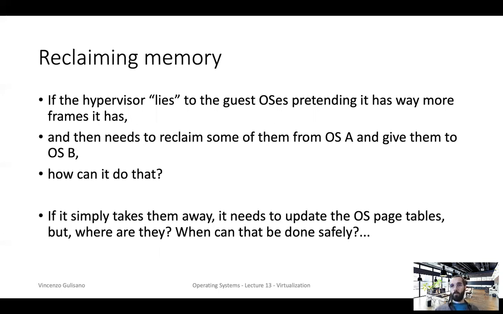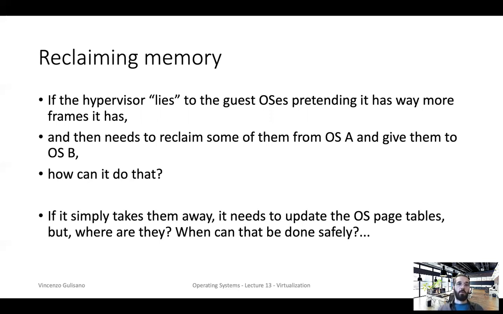Now we still have one complication when it comes to virtualizing memory. Forget about virtualization for a moment. Virtual memory on a normal operating system, as I said, lies to the processes, makes them believe that they have more memory than they physically have. And now back to virtualization, this also happens when the hypervisor lies to the guest operating systems, pretending they have more frames than are actually available.